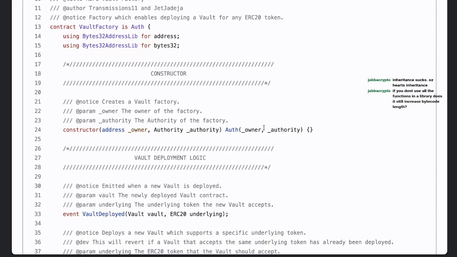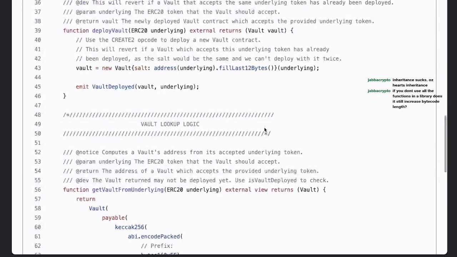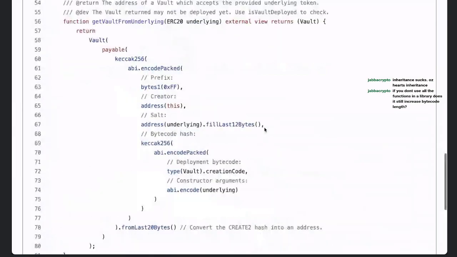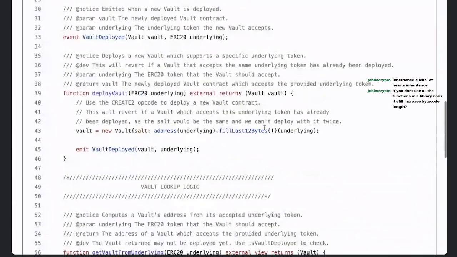Where do you guys want to look next? Or T11, what's the important part of the code here? Or I guess it's all important, right? But what would you like to dig into first?